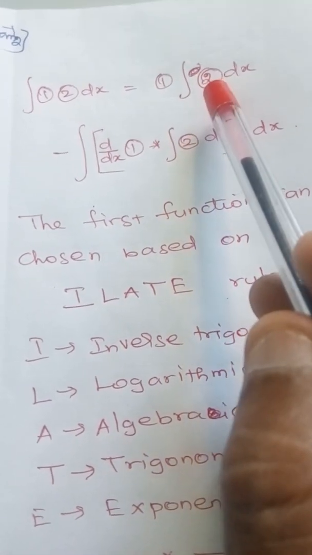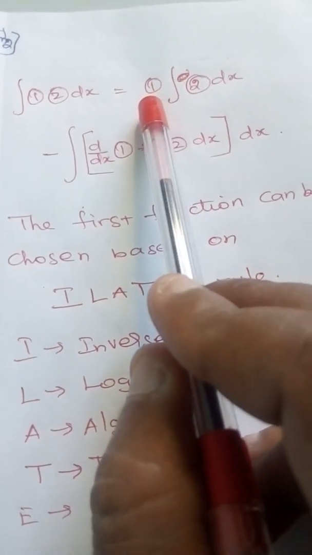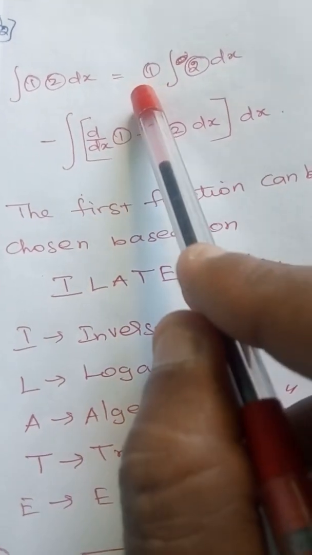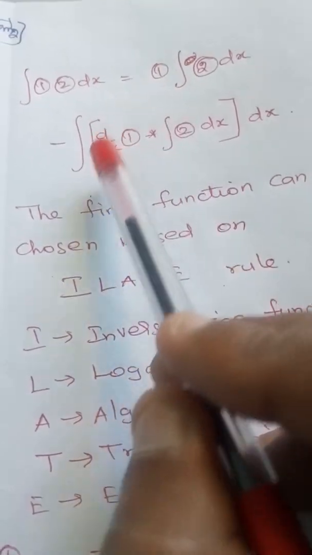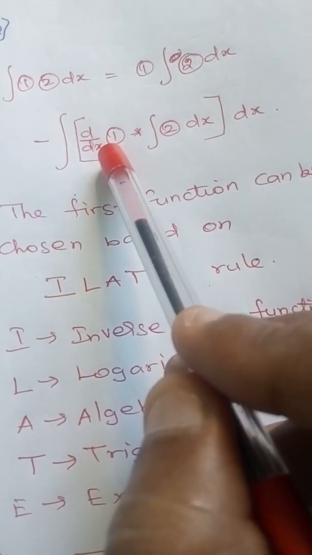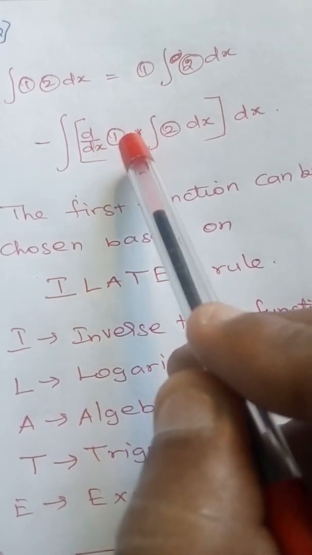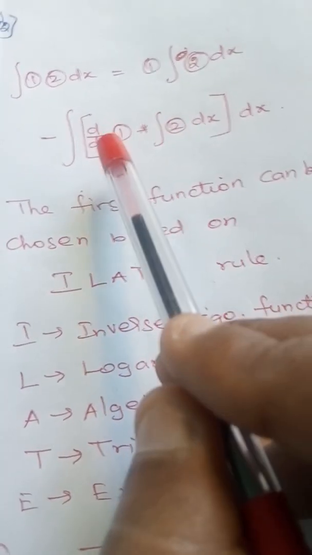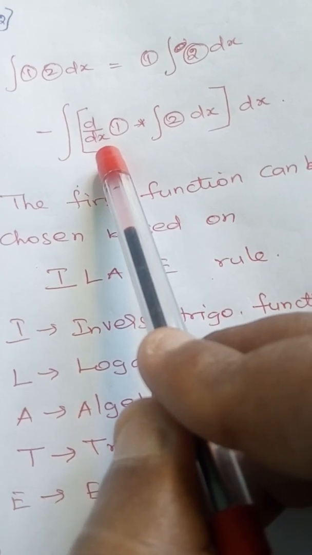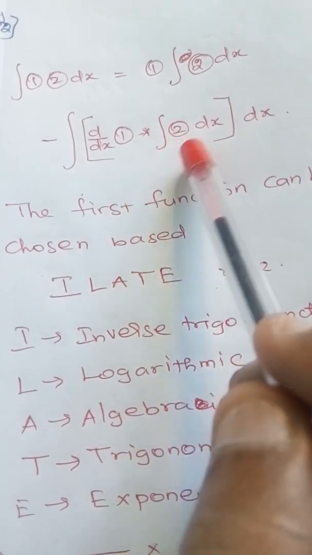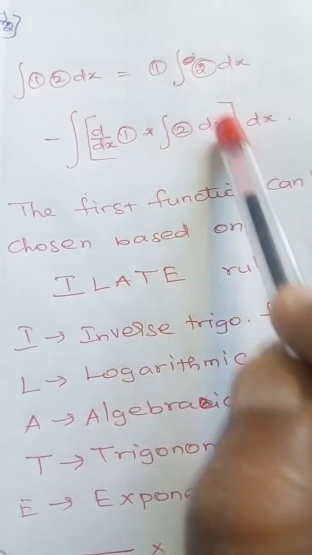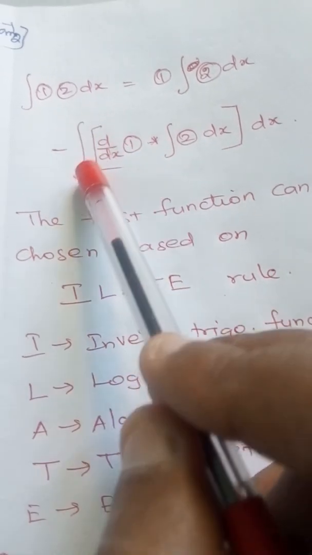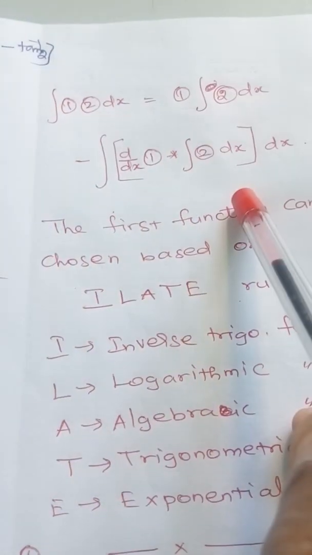The integrated second function must be multiplied with the first function, and then minus whole integral of, in this step we kept the first function as it is. Here we need to find the derivative of the first function, and the result must be multiplied with the integration of the second function. When you multiply them, you will get one function. That final resultant function should be integrated. So in this way you can remember it.